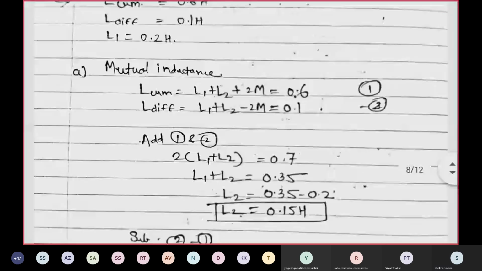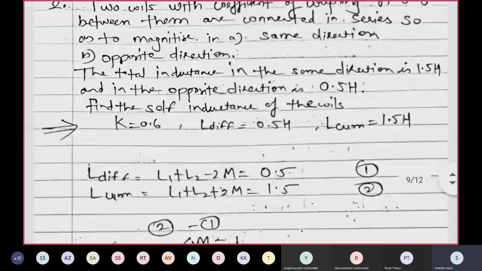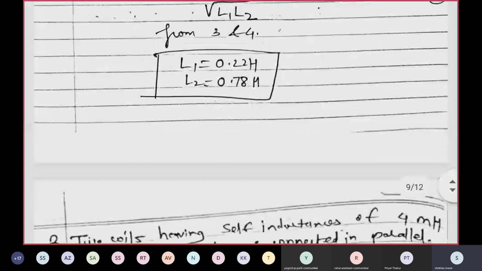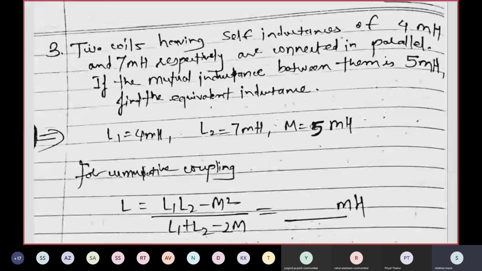So this kind of problem is asked in compulsory question number 1. Only you have to substitute the values.